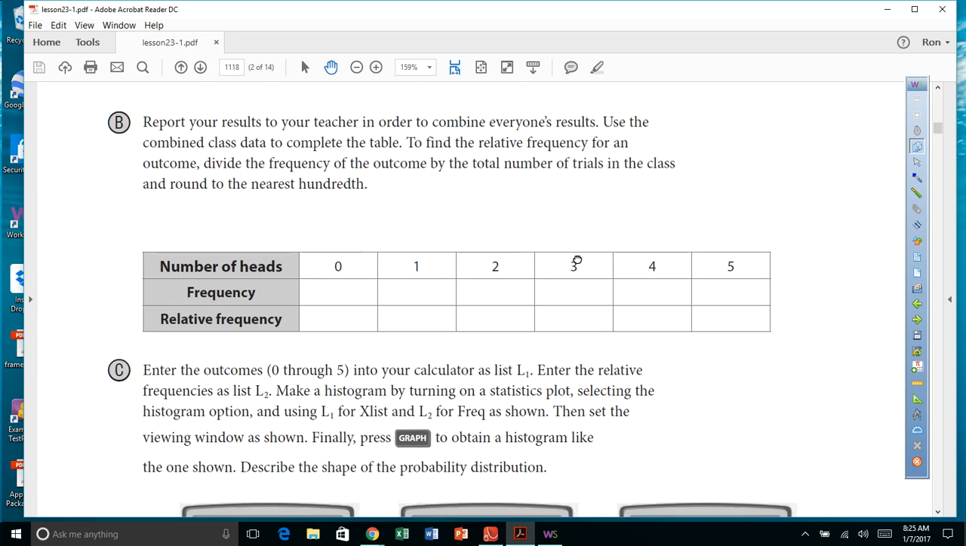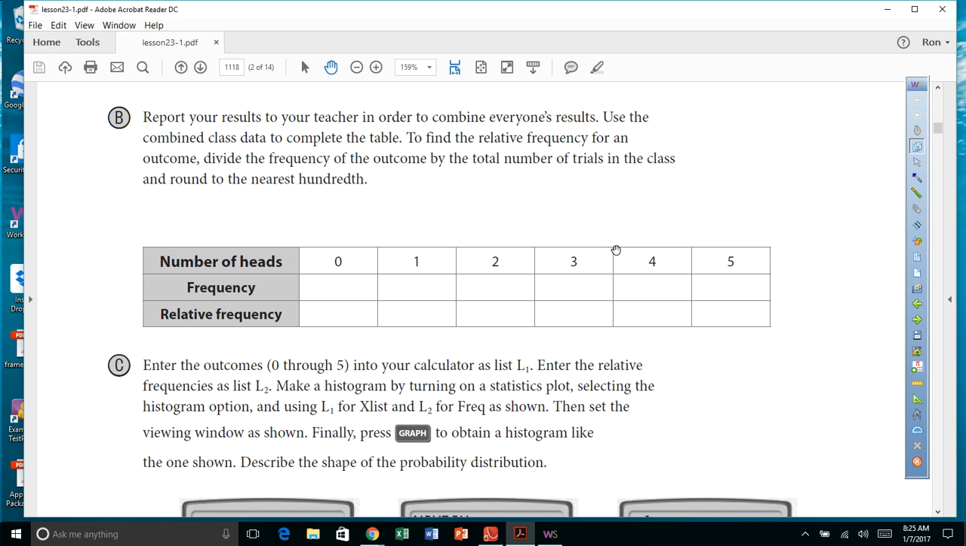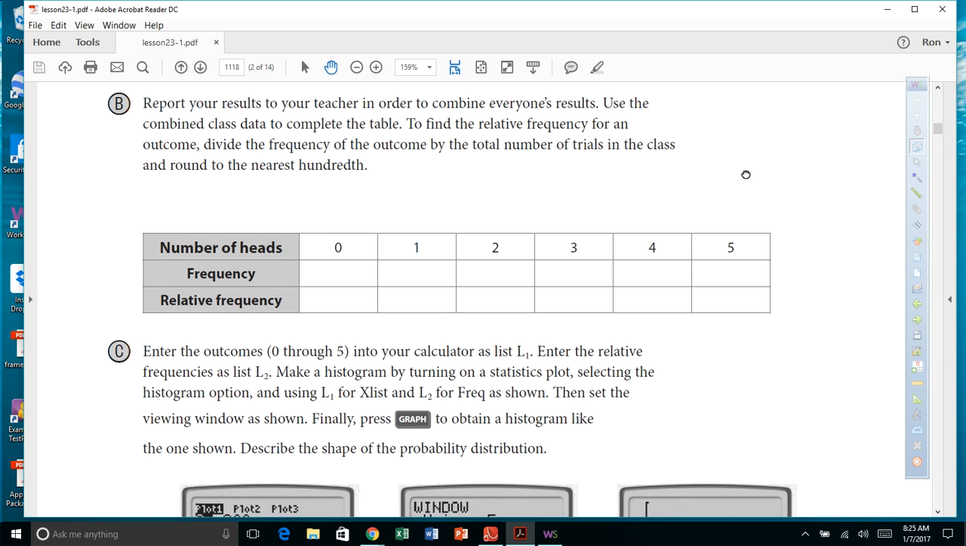Report your results to your teacher in order to combine everyone's results. Use the combined class data to complete the table. To find the relative frequency for an outcome, divide the frequency of the outcome by the total number of trials in the class and round to the nearest hundredth.